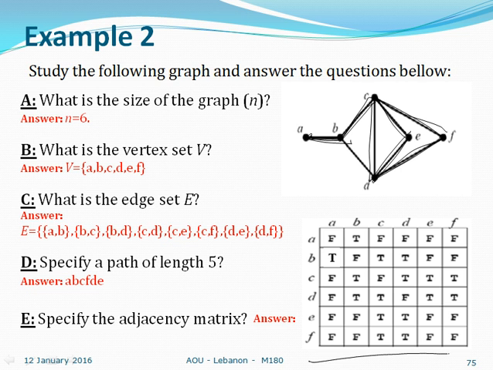Adjacency matrix. This is the adjacency matrix. As you know, we mark F when there is no edge from a vertex to that vertex. So from A to A there is no edge, we mark it as F. And from A to B there is an edge, we mark it as true. A to C there is no edge, we mark it as F. A to D no edge, F. A to E no edge, F. And A to F no edge, F, and so on.